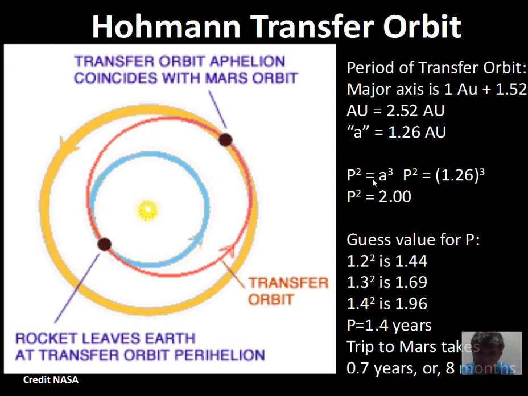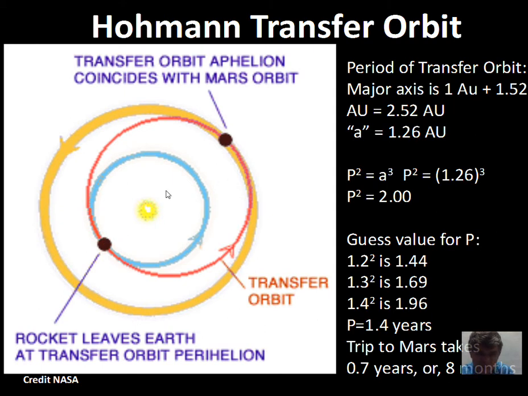If we bring in now P squared equals A cubed, the A is 1.26. If you cube that, you get about 2. What would be the value for P if you don't have a square root function on your calculator? Most easy is take the square root of 2. That gives us P. But if we just guess, 1.2 times 1.2 is 1.44, not big enough. 1.3 squared, not big enough. 1.4 squared, pretty close. So roughly 1.4 years, that's the period of this orbit.